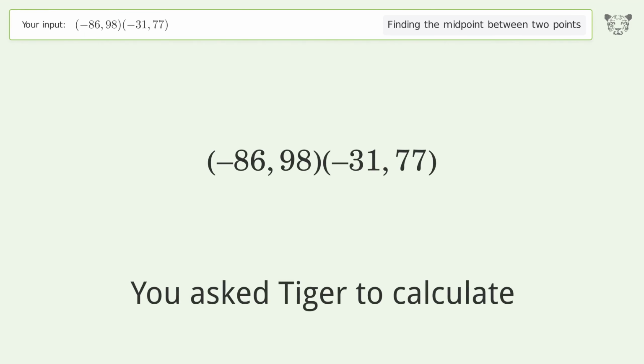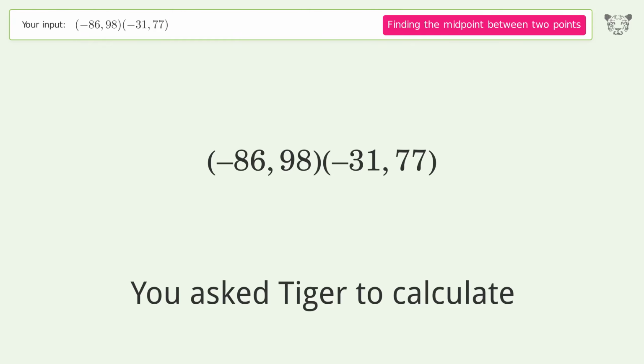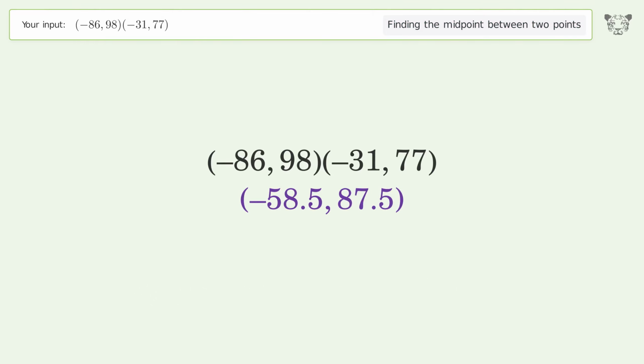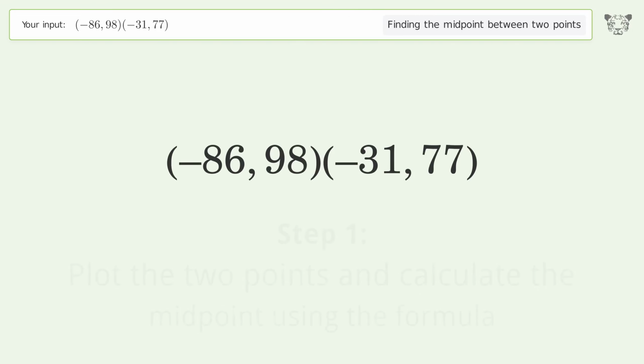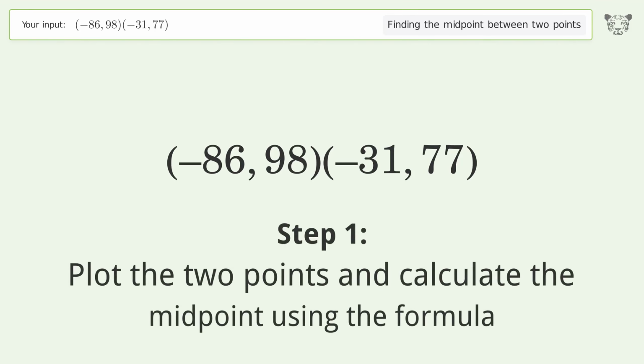You ask Tiger to calculate. This deals with finding the midpoint between 2 points. The midpoint between the 2 points is negative 58.5, 87.5. Let's solve it step by step. Plot the 2 points and calculate the midpoint using the formula.